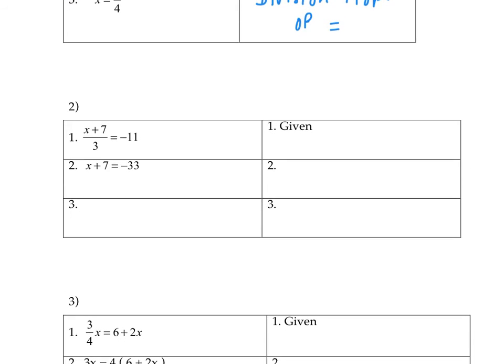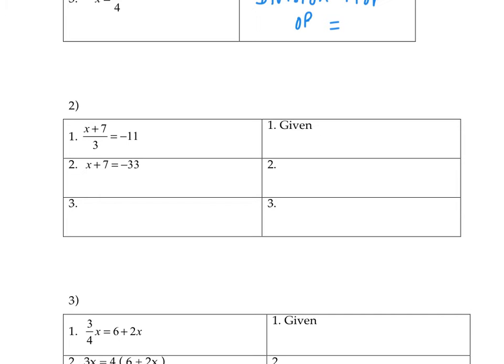So we're going to take a shortcut here, and we're just going to say S at the top of the left-hand column and R at the top of the right-hand column for statements and reasons. So we have our given equation in step 1, and we say given in reason 1. And then you want to ask yourself the question, how would I get from line 1 to line 2?